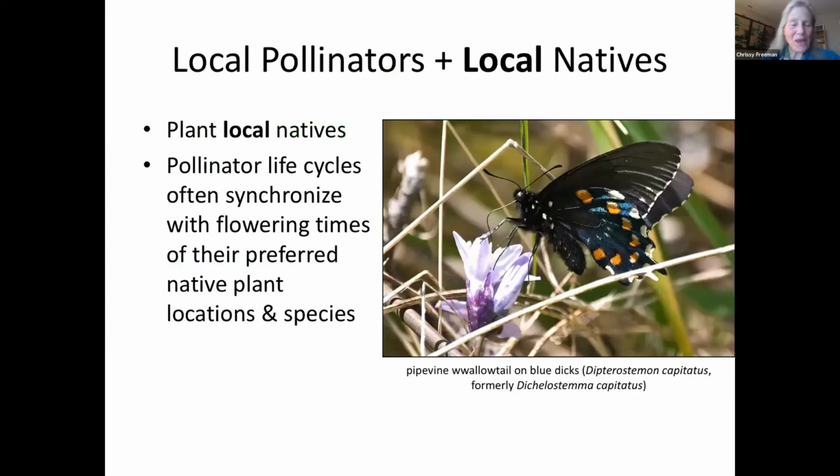So finally, look for local natives. The life cycles of our pollinators often synchronize, so they're in the right place at the right time to get the nectar and the pollen of the plants they prefer. So they come here at a time when they expect those flowers to be open for them. So let's give them to them. And come to our part 2 next Saturday, which will focus on local natives.